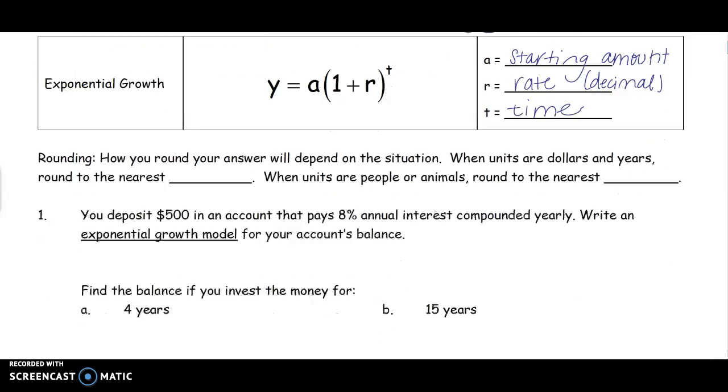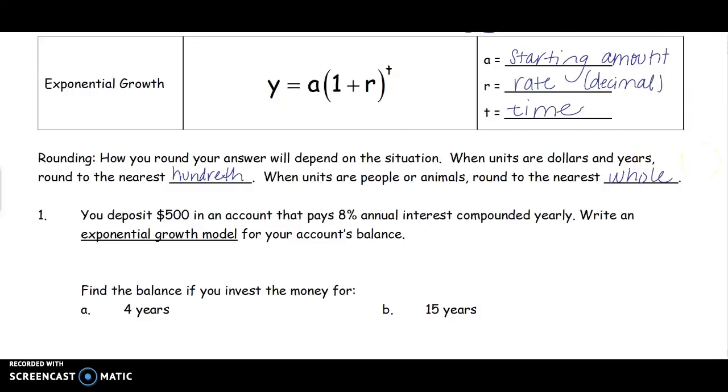So when we use this formula, you will have some decimal answers. For rounding, how you round your answer will depend on the situation. When units are dollars and years, round to the nearest hundredth. And when units are people or animals, round to the nearest whole.